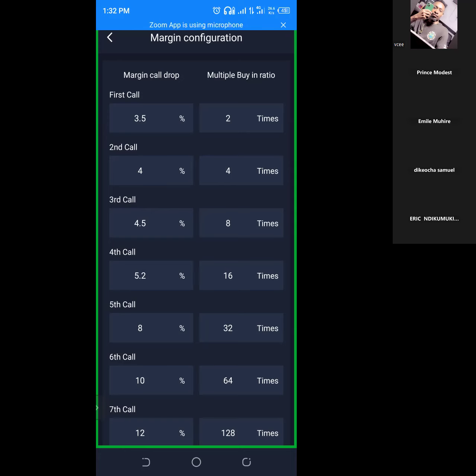$10 has already gone into the first buying amount, which means you have $90 left, which is 9 times of buy. You have 9 times of buy left. These 9 times of buy, here on the margin call drop, you have 7 margin calls. You need 7 times of buy.